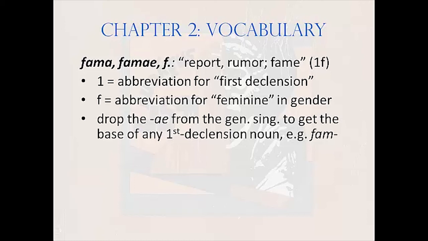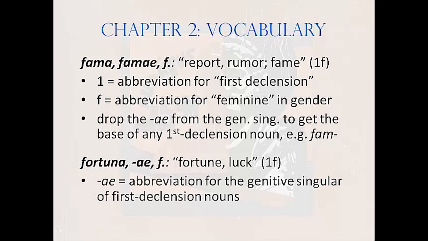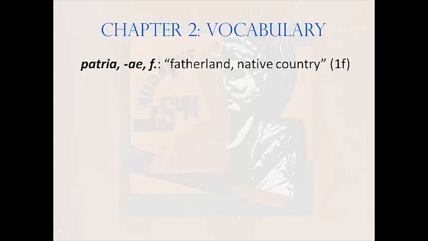The next word is fortuna, fortunae, feminine, meaning fortune or luck, also a first declension noun. The abbreviation AE is used to indicate that a word is first declension and regular in its formation. So the base of fortuna is fortun. The next word, patria, patriae, feminine, means fatherland or native country. It's a first declension feminine noun.